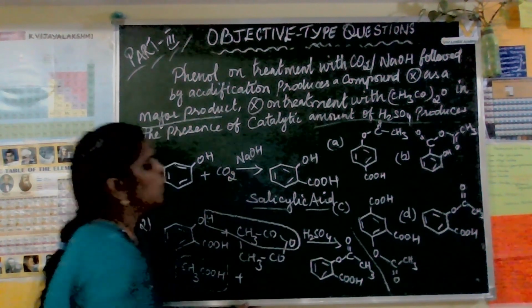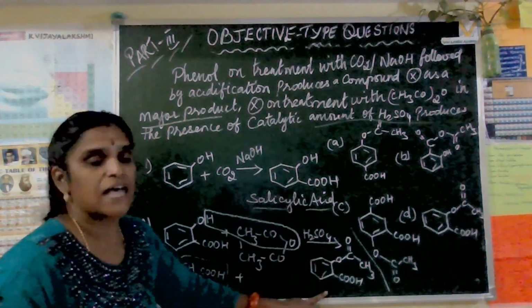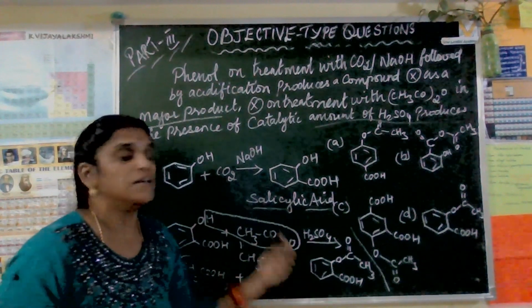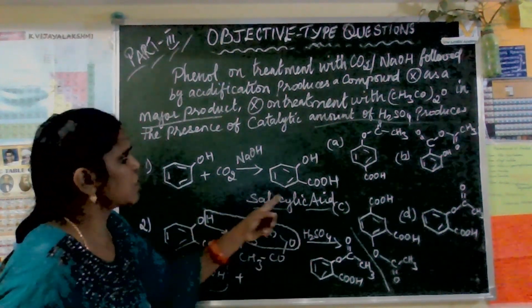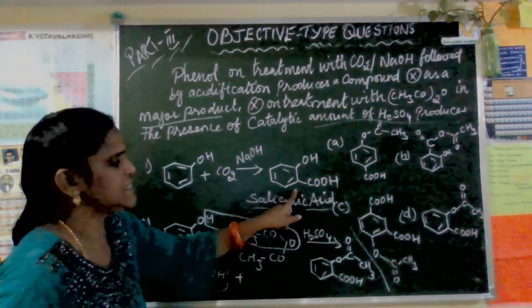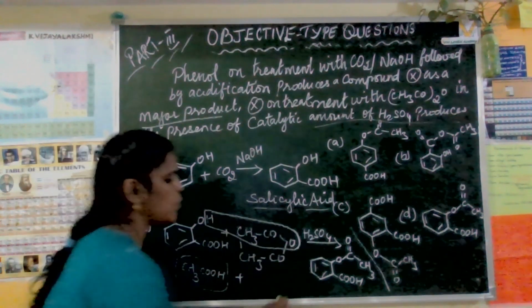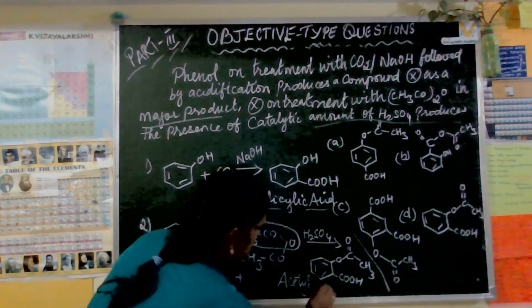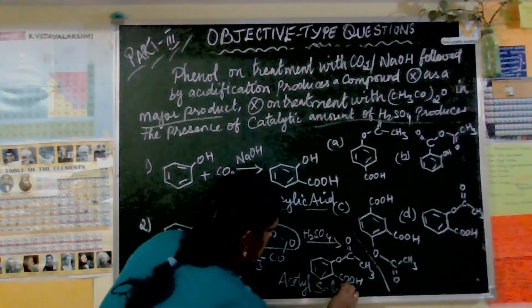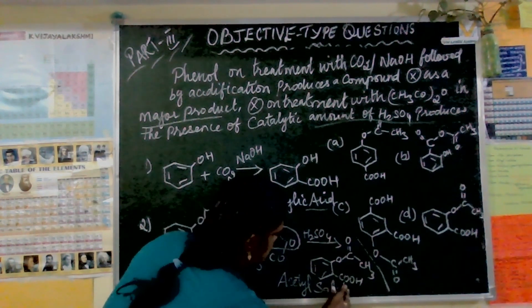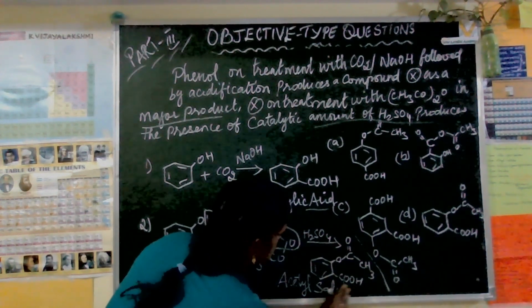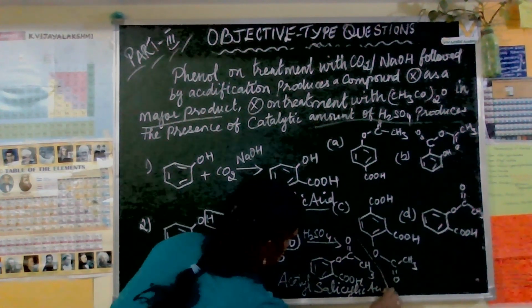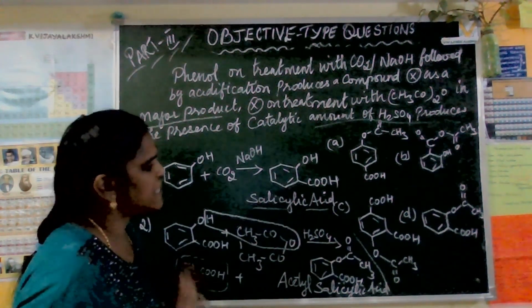Hope you remember. Okay, now how do we get acetylsalicylic acid from phenol? This is the way. Now compound X is this one. What is the compound? Major compound X. This is salicylic acid. And from that we are getting acetylsalicylic acid, right? Okay, now which is the correct answer?